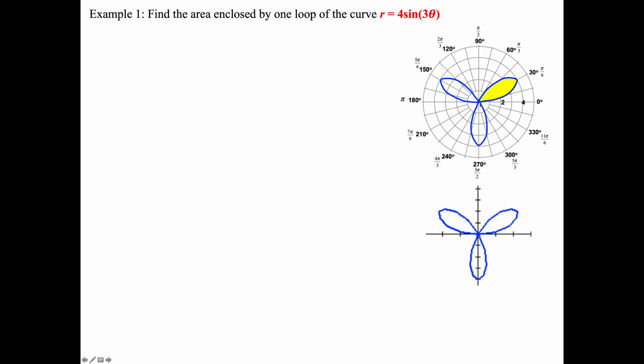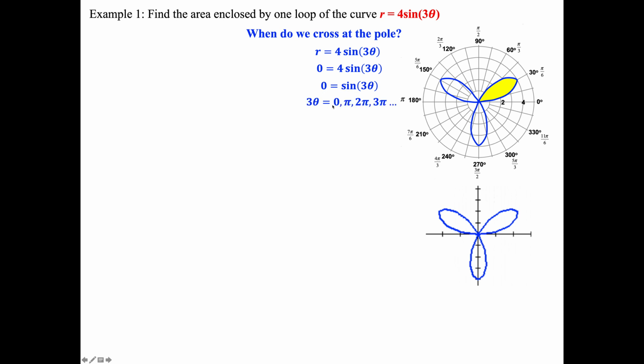Now the question is we need to find out, when does our r equal 4 sine 3 theta hit the pole, the origin, if you will, every time? So we'll set this equal to 0 and find out all the times when we're going to come around and cross and go through the origin or the pole. So divide over the 4. Sine of theta equals 0 at 0 radians, pi radians, 2 pi radians, 3 pi radians. So 3 theta equals 0. 3 theta equals pi. So to find theta, we divide over the 3.